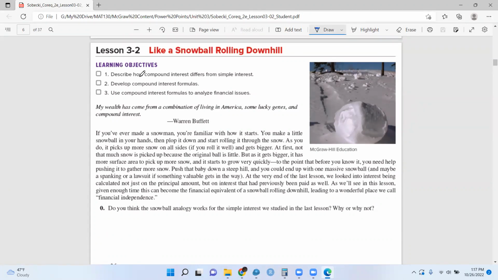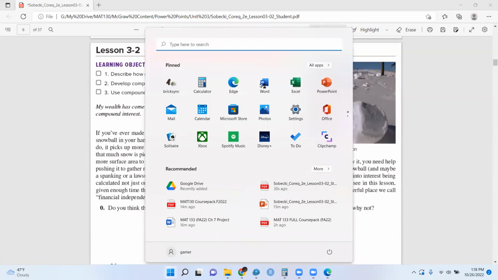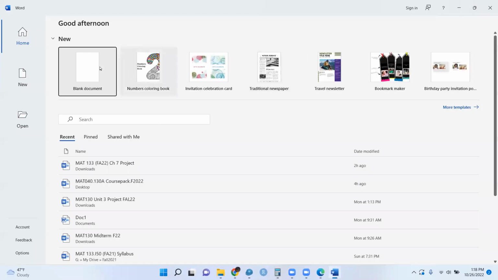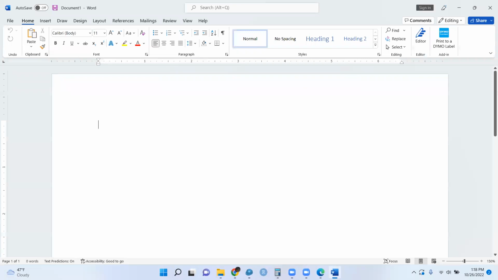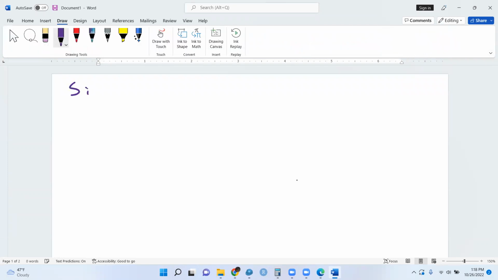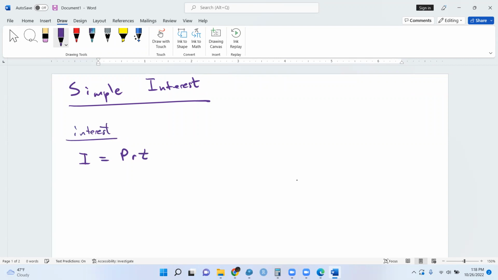So what we're looking at in 3.2 is now compound interest. So what I'd like to do is quickly remind us of what we learned last time. So what we learned is all things simple interest. There were two formulas. So there was just the interest formula, which is I equals PRT, and this calculated interest after T amount of years.